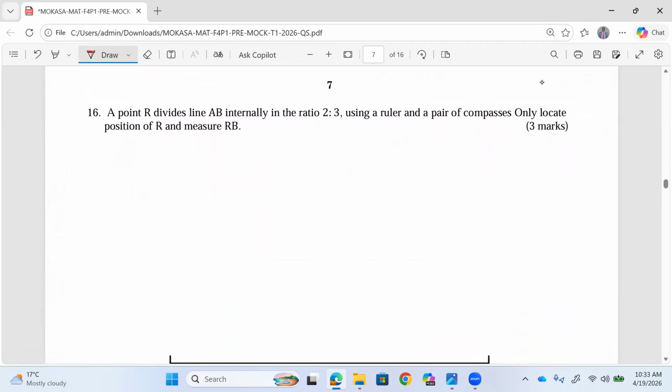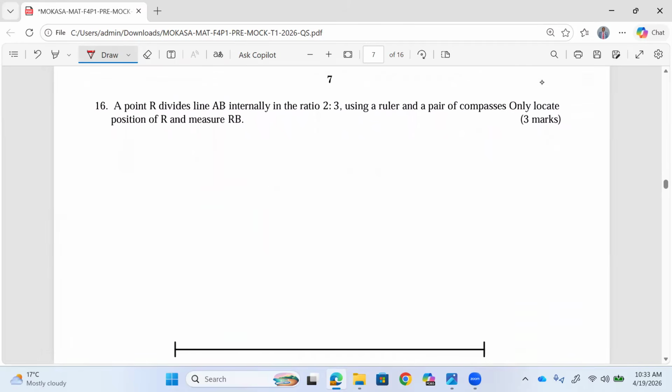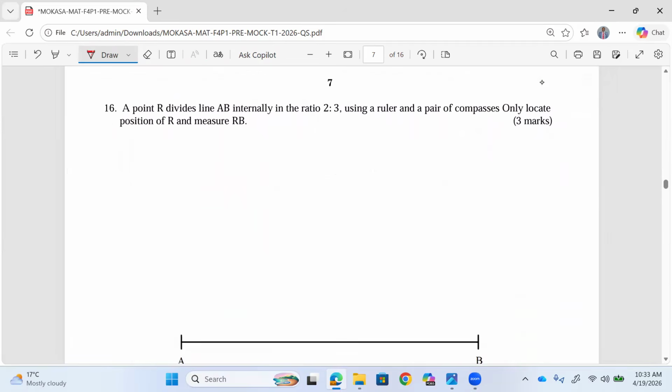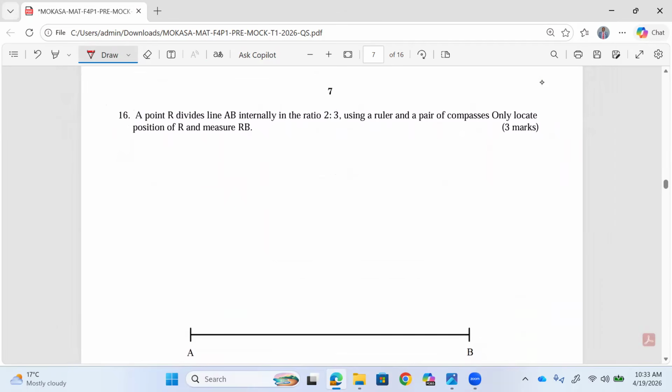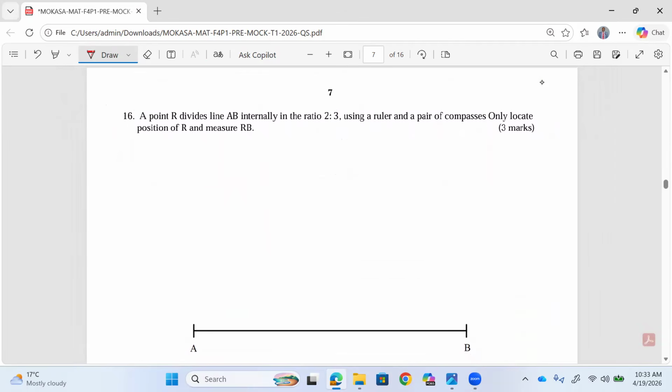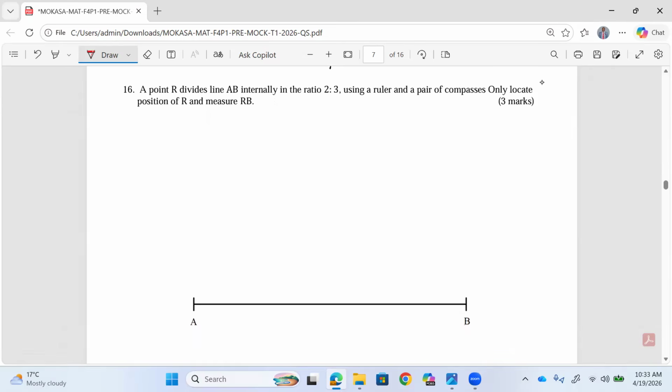Number 16, ladies and gentlemen, we are told that a point R divides line AB internally in the ratio 2:3. Using a ruler and a pair of compasses only, locate the position of R and measure R to B. So this is a question on proportional division of lines, whereby if R is dividing AB internally into 2:3, then from A to R it's 2 proportions, and R to B it's 3 proportions. So in total, we have 5 proportions.